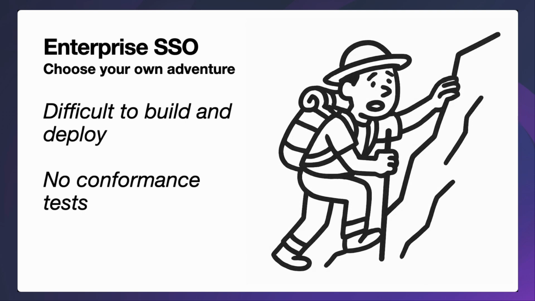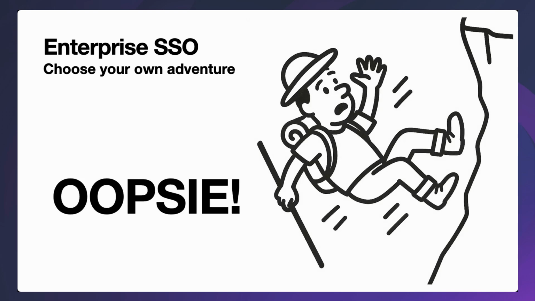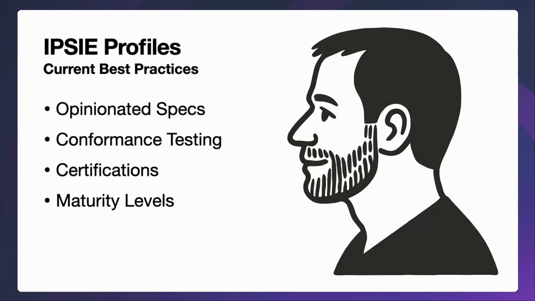And there's no conformance test for SAML, right? Because it can do so many different things, you can't just run a test to say, hey, did I do it right? And that leads to gaps between different systems and processes and holes in the whole system. And at times that leads to an IPSIE, where somebody that is unauthorized has access to resources in some way. So let's talk about IPSIE and how IPSIE solves that.